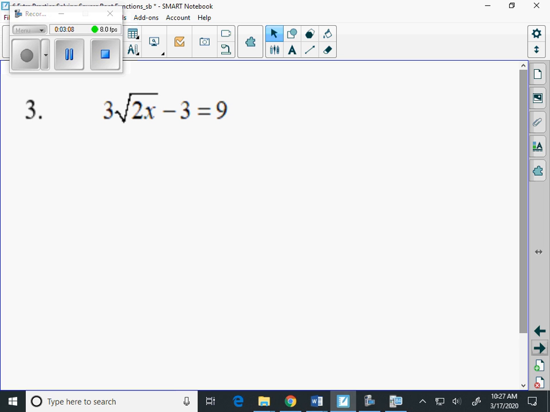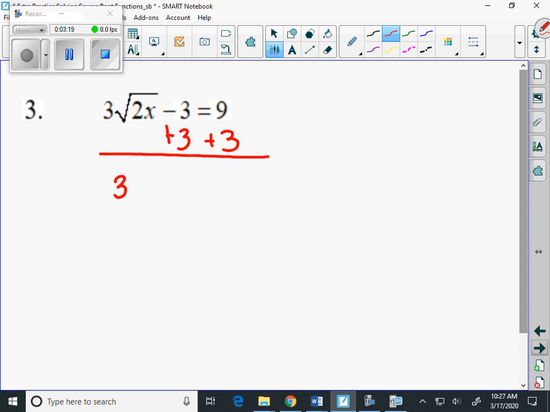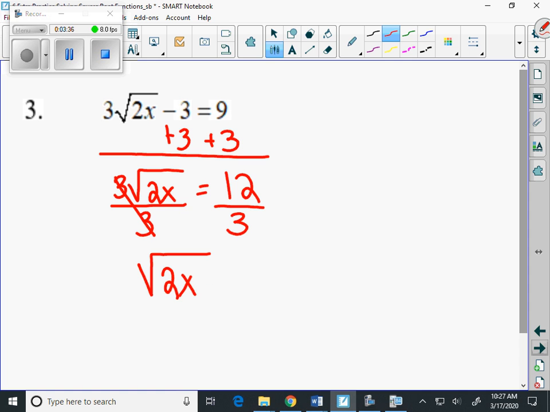Problem number 3. 3 times the square root of 2x minus 3. Let's add 3 to both sides. We get 3 times the square root of 2x equals 12. Our first step is to try to get the square root by itself as much as possible. So we've done a good job so far, but we need to divide both sides by 3 to get the square root isolated. So we get the square root of 2x equals 4.